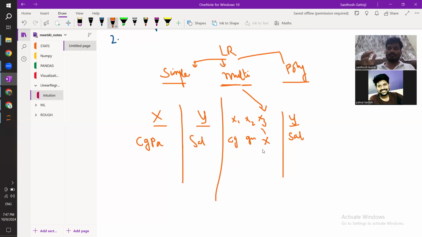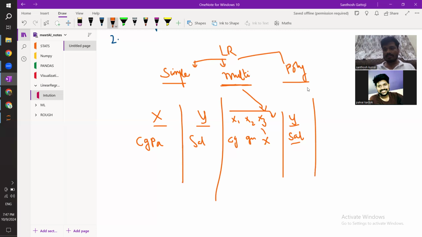Earlier I told you, if you remember, that each column, each feature will be called as one dimension. So this has become a multidimensional problem. You are having your salary dependent on three independent features. So that comes under multilinear regression. Clear?